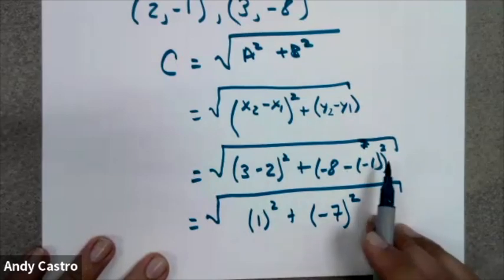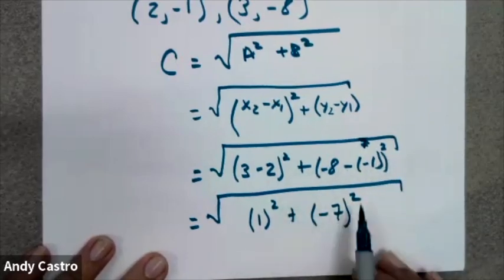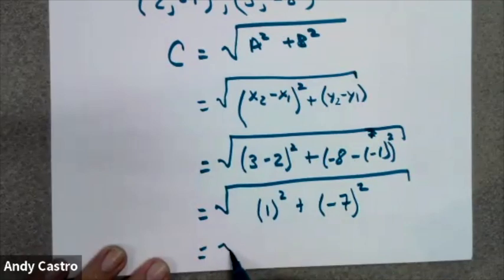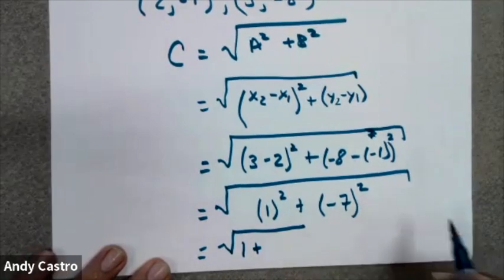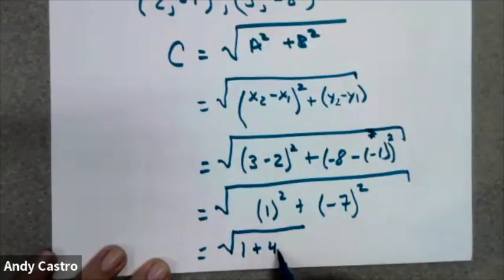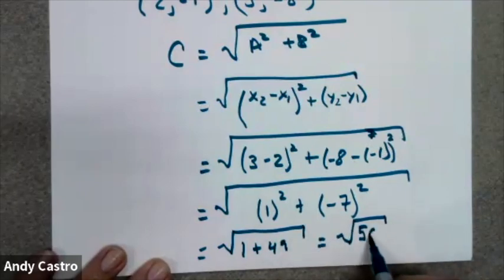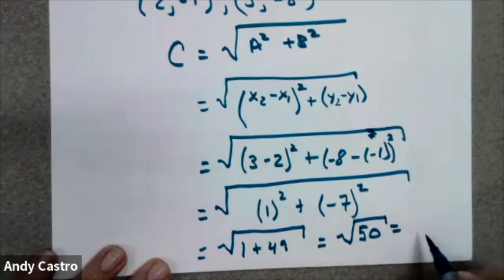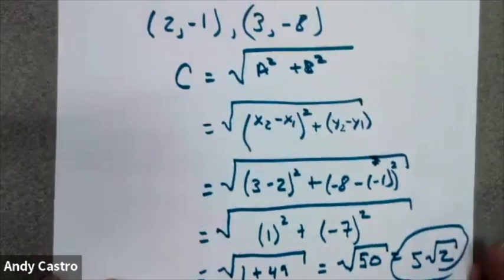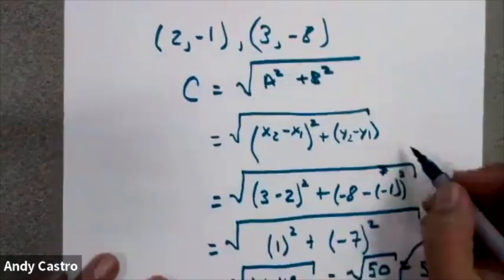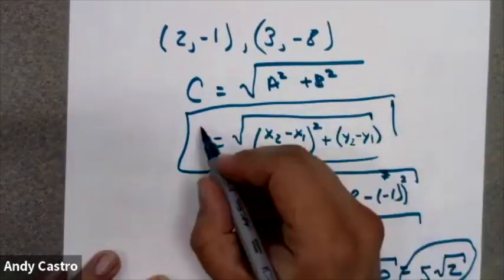Quantity squared. Remember to keep those parentheses there, so everything in the parentheses gets squared. So that's the square root of 1 squared, which is 1, plus -7 squared, which is -7 times -7, which is positive 49. And of course, that is the square root of 50. And we've already done the radical expression there. That's 5 times the square root of 2. All right.